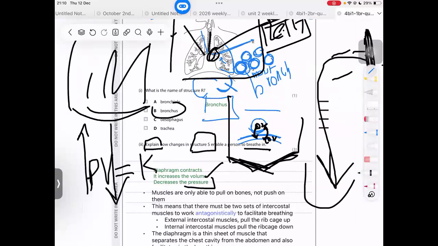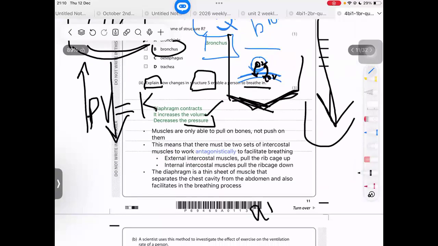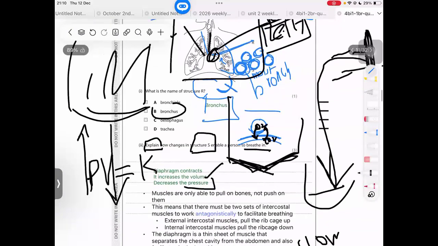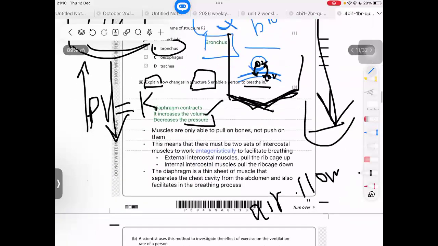So the answer should contain the diaphragm contracting, increasing the volume. As a result, the pressure will decrease. Or you can write that the air flows down a pressure gradient, from a high pressure region to a low pressure region. It doesn't go against a pressure gradient. It flows down a pressure gradient, so you can mention that as well.